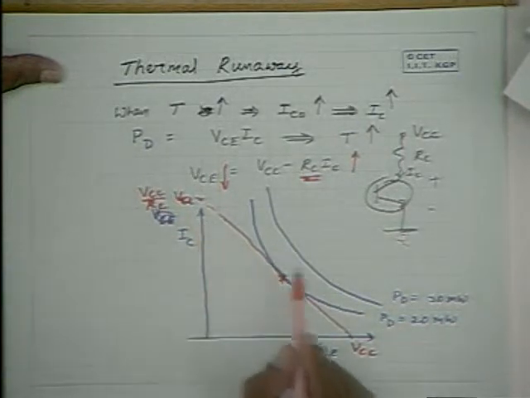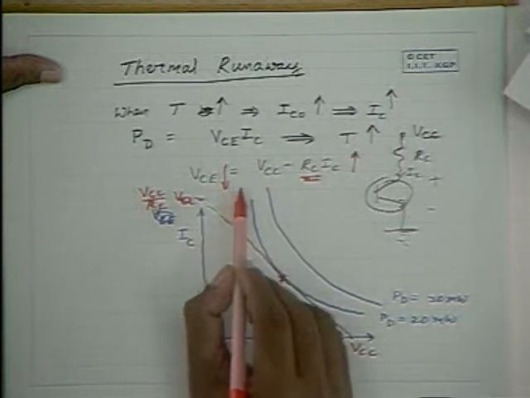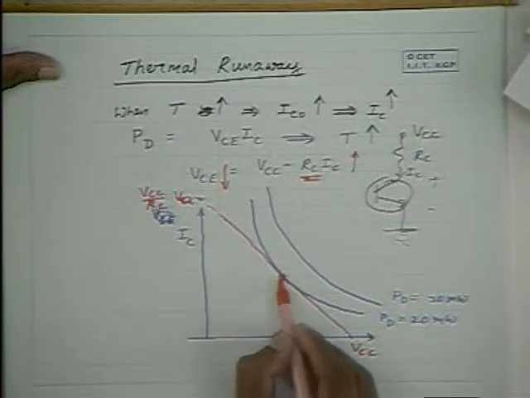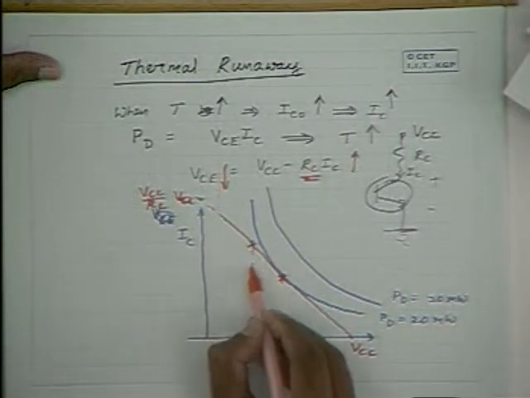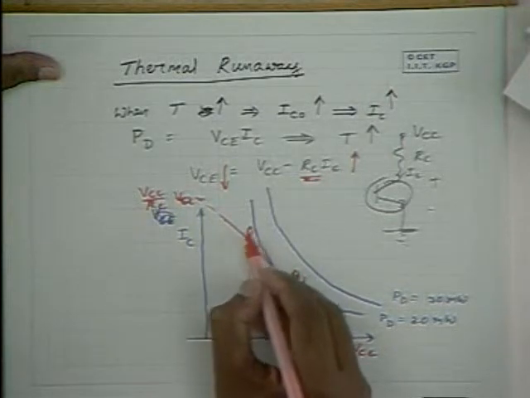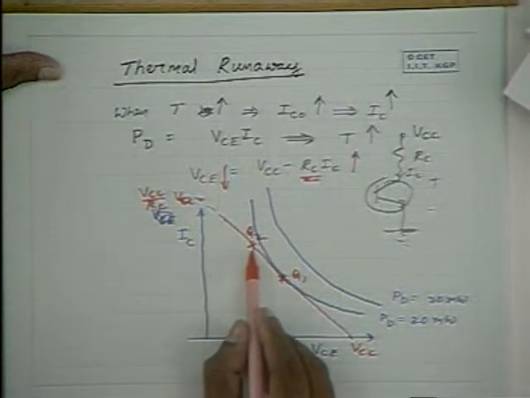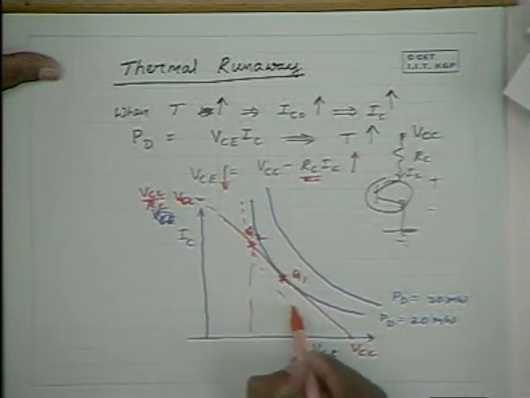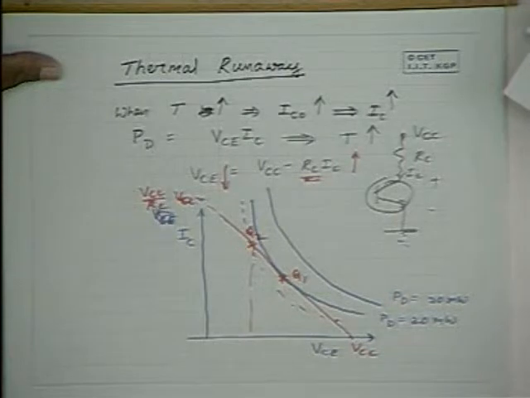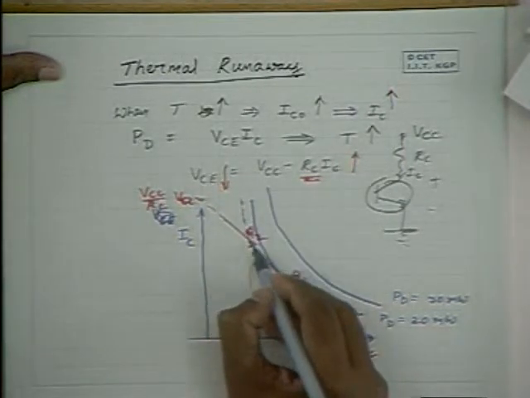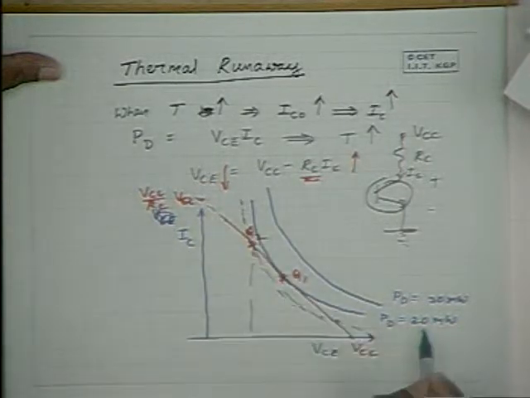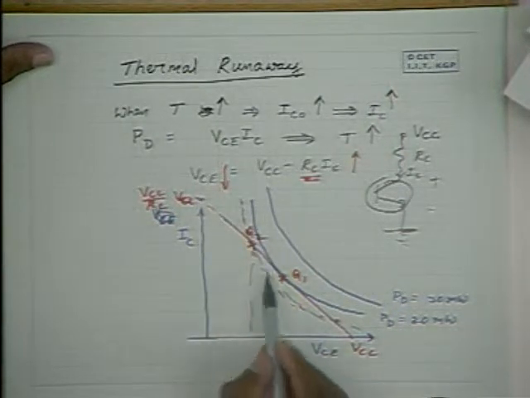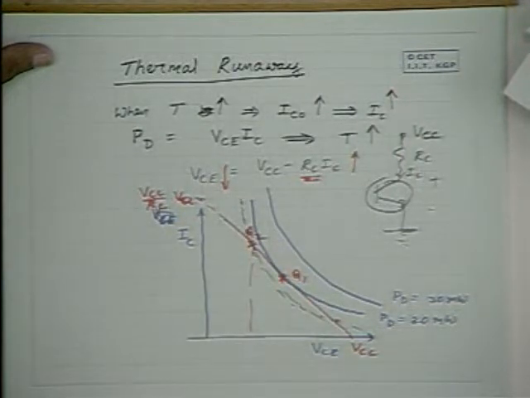Now, if IC rises, VCE decreases according to this equation, and that equation is the straight line. If IC rises, the Q point will shift to another point, say this Q1. When the Q point is shifted to this point, what happens to the power dissipation? Well, it will fall on another power dissipation curve, and this curve is on the lower side of the 20 milliwatts curve. Please note that the 20 milliwatts is just an example. Therefore, if IC rises, the power dissipation goes down.